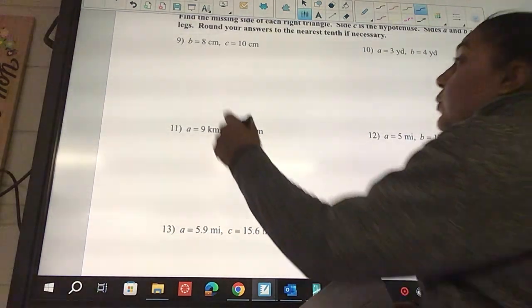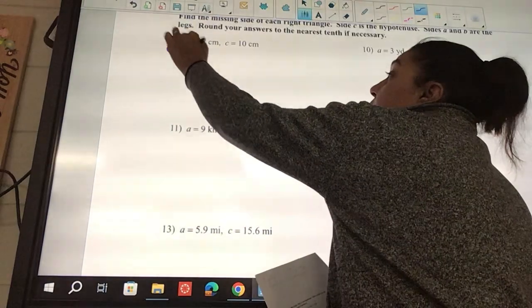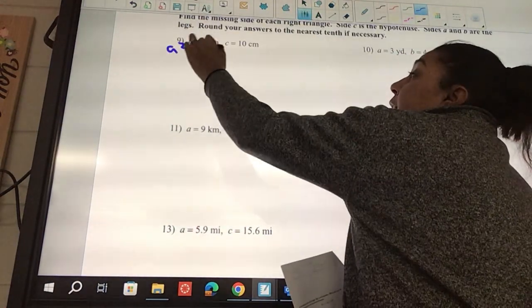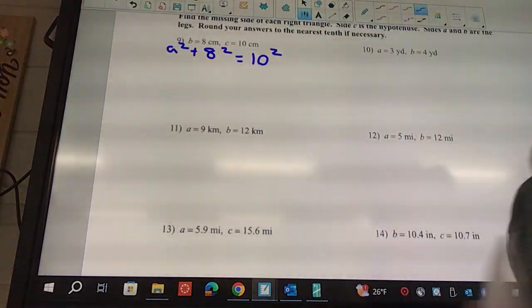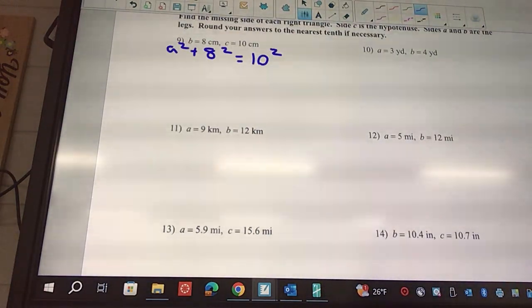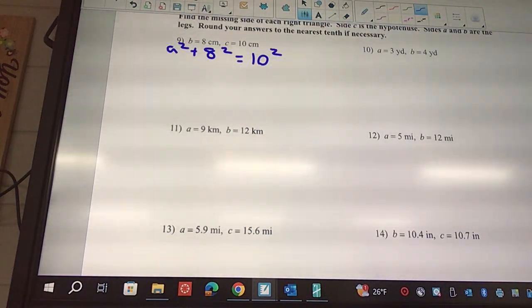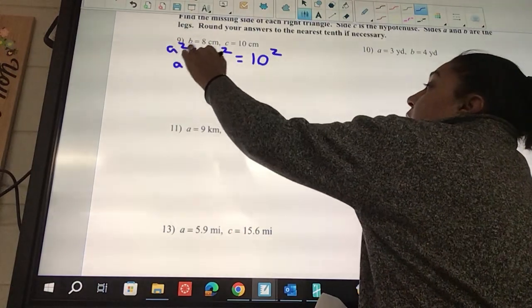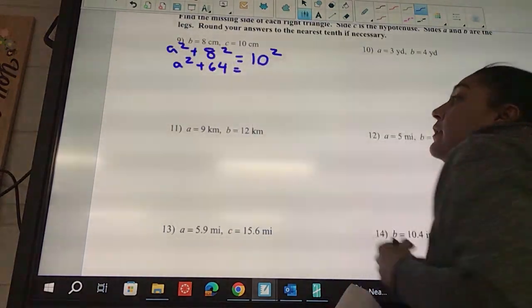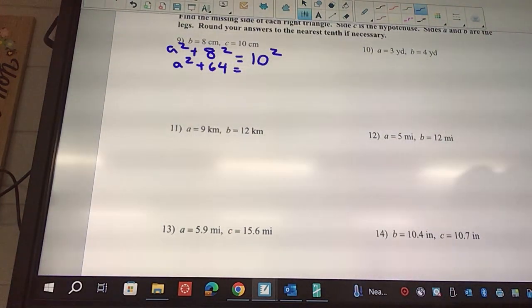Okay. So in this case, we don't know the A, so we're gonna say A squared plus my B is 8 squared equals my C is 10 squared. Okay. It always goes A squared plus B squared equals C squared. Okay. What is 8 squared? 64. 10 squared? 100.